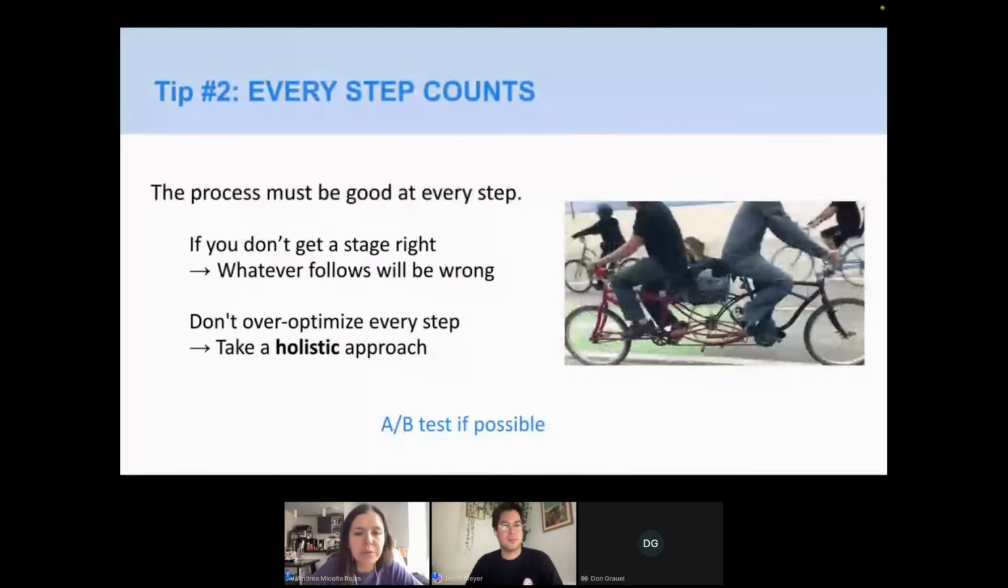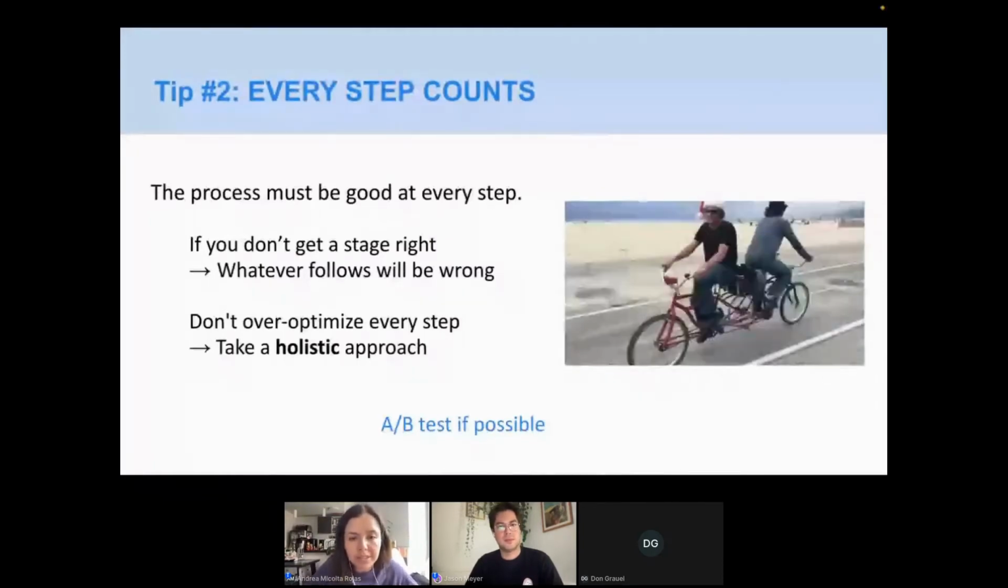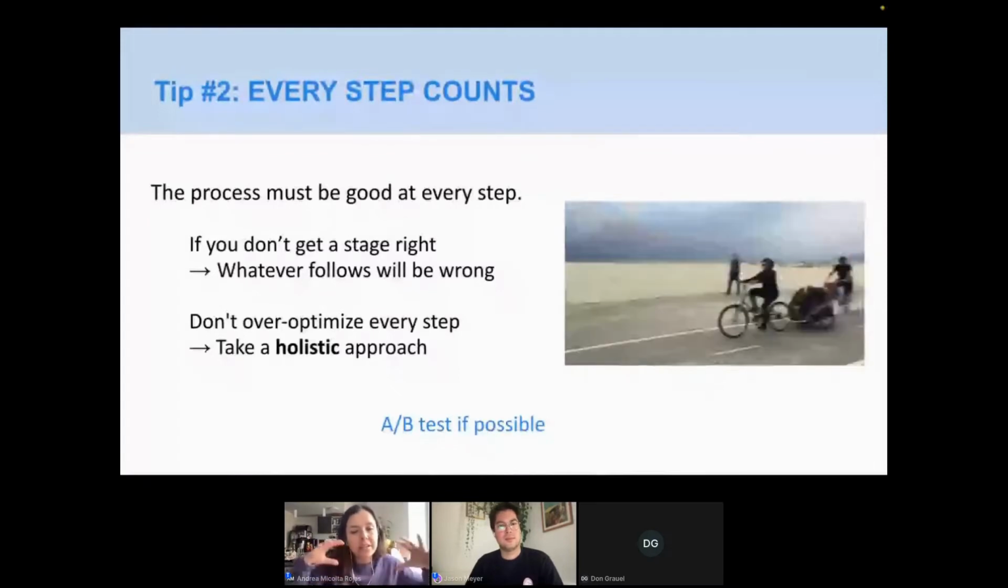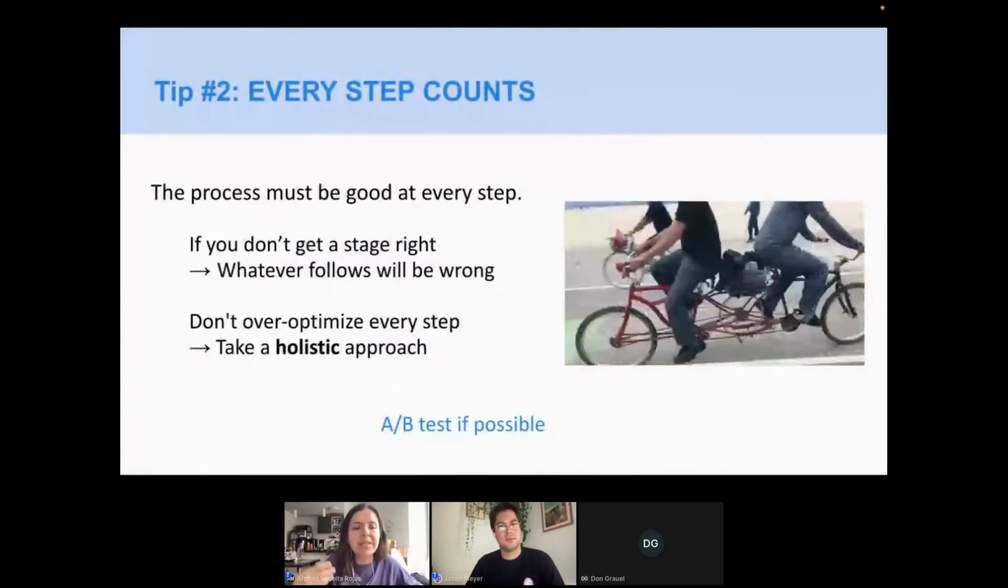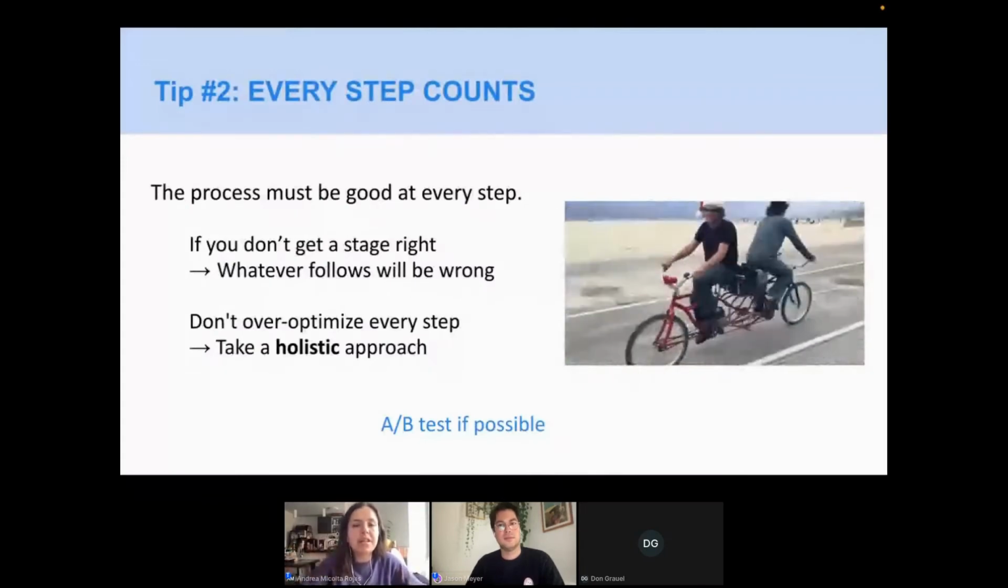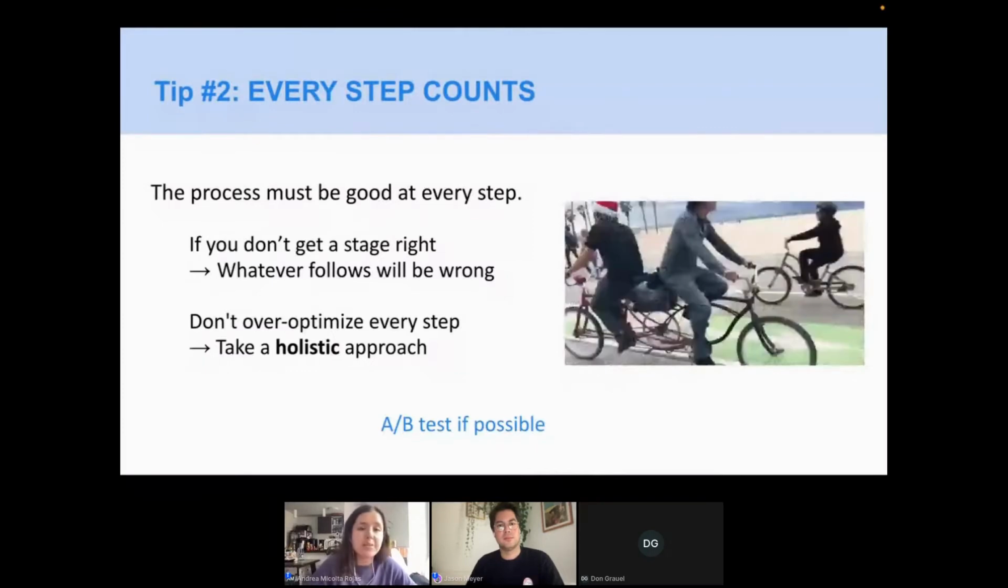I don't know, Jason, if you relate to this, but the ideal thing that you should be doing when building a sales process is taking a holistic approach and thinking about the reality of the type of sales that you're having. Are you selling a service? Are you selling a product? Are you selling abroad?